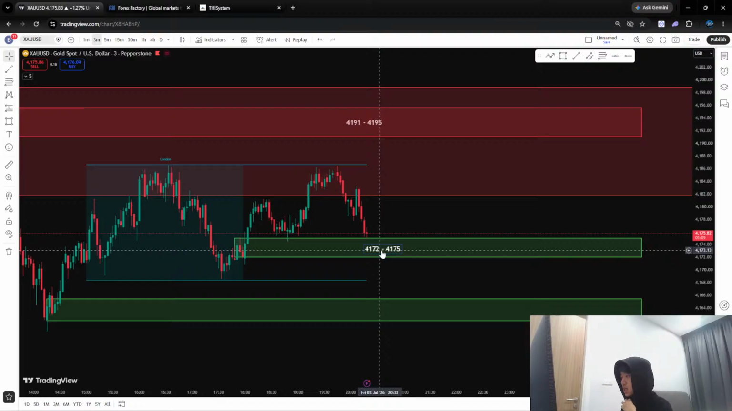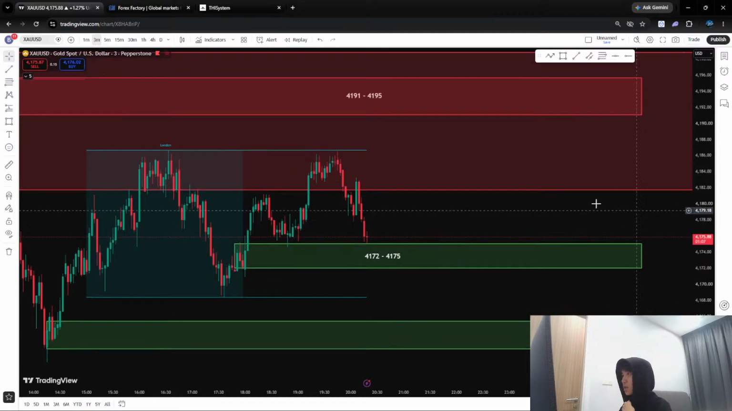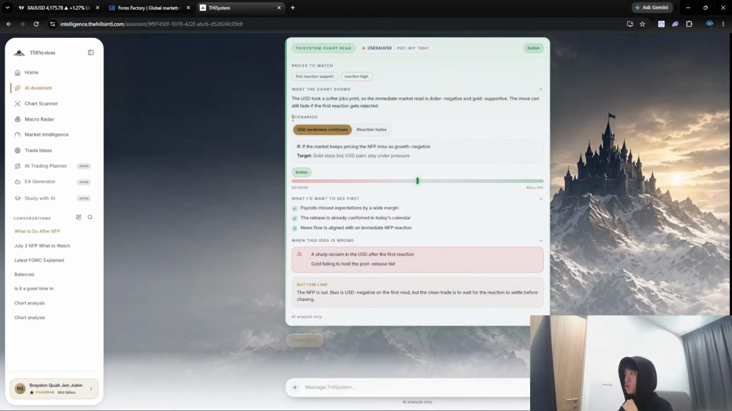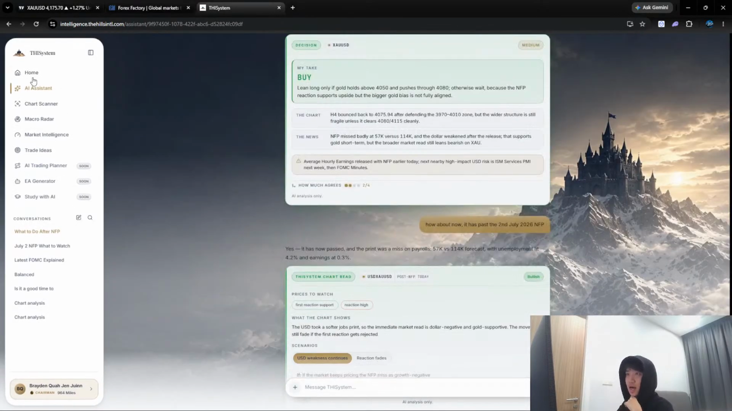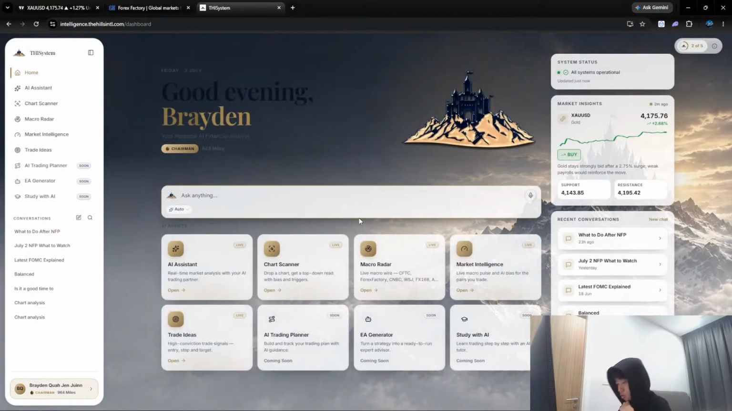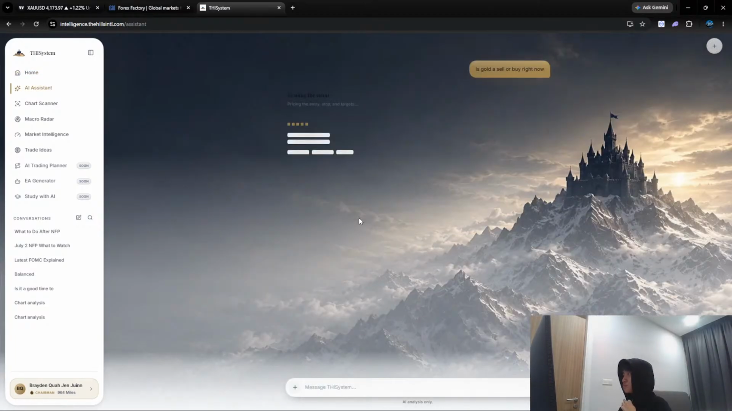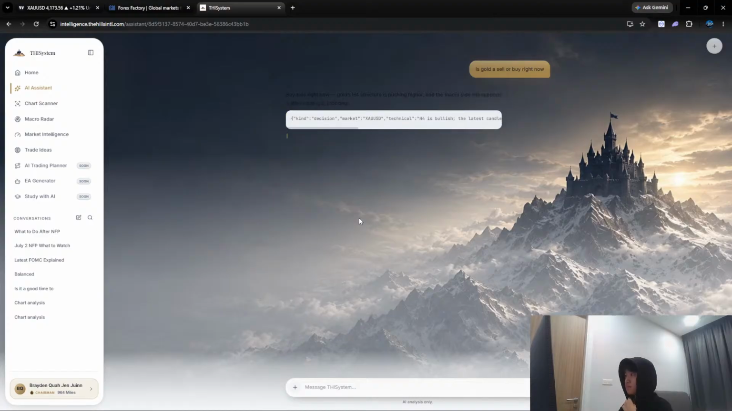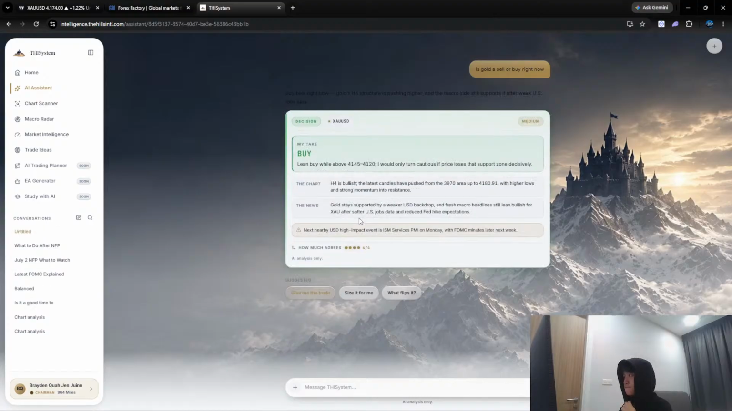Let's see how this is going to run right now. You know what, let's actually ask AI how this trade will actually run. Is gold a sell or buy right now? Okay, it says gold is a buy.